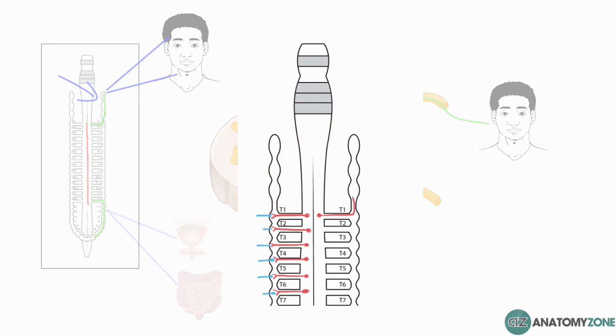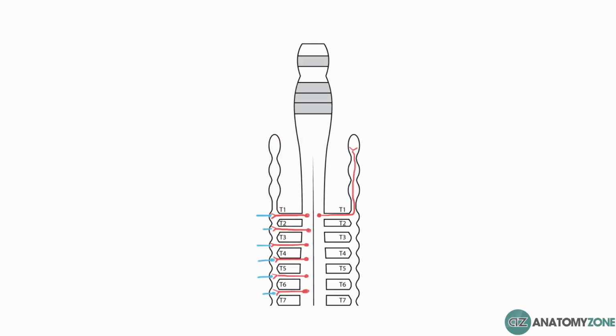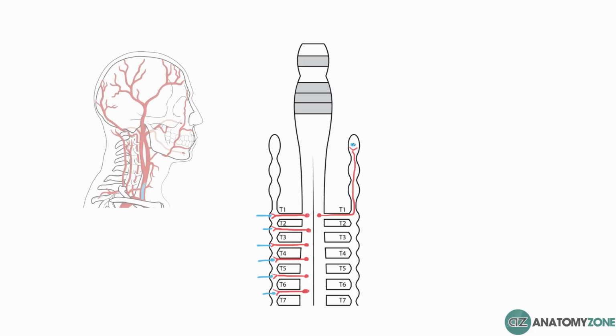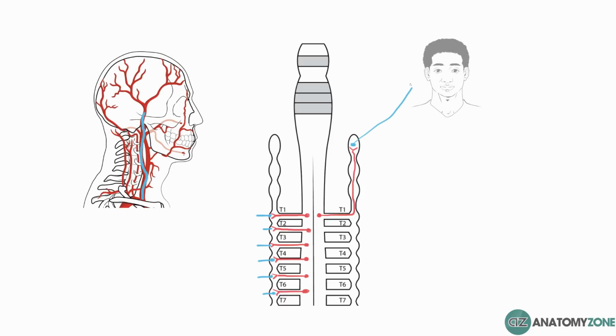So the neuron ascends into the cervical ganglia, and then the postganglionic fibre ascends along blood vessels that go to the head and neck. So it kind of hitchhikes along these blood vessels which supply the head and neck structures, so the vertebral arteries and the internal carotid arteries.